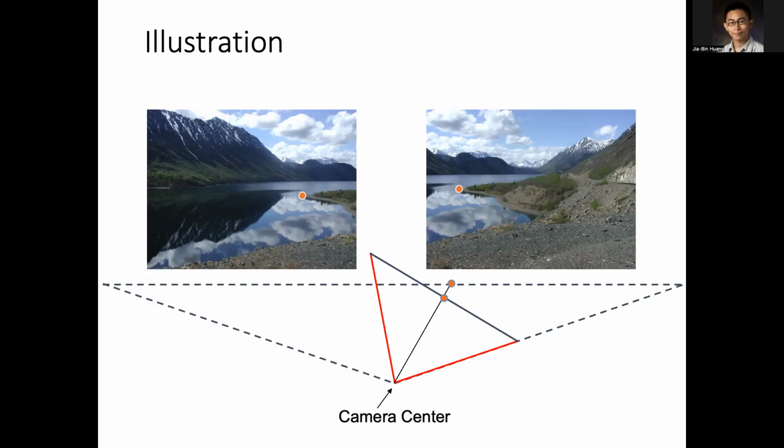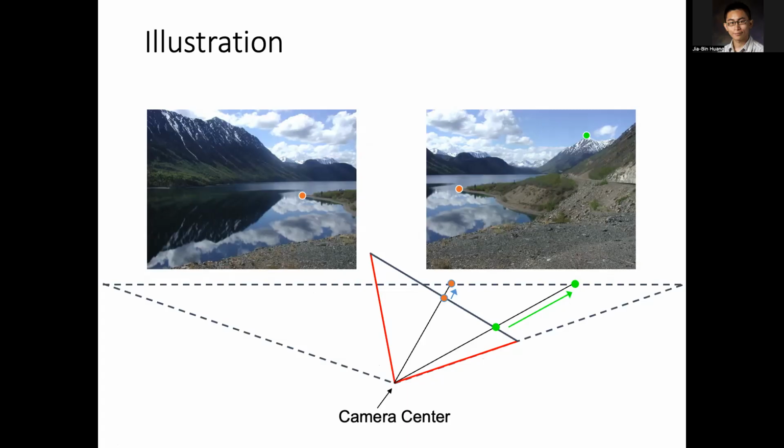Once you figure out the plane-to-plane relationship, you can extend what's not visible in the original image. For example, this point is not visible in the first image, but now you can extend it to the plane of the first image, and this is how you get an extended field of view. So that's a simple illustration of how image stitching works.